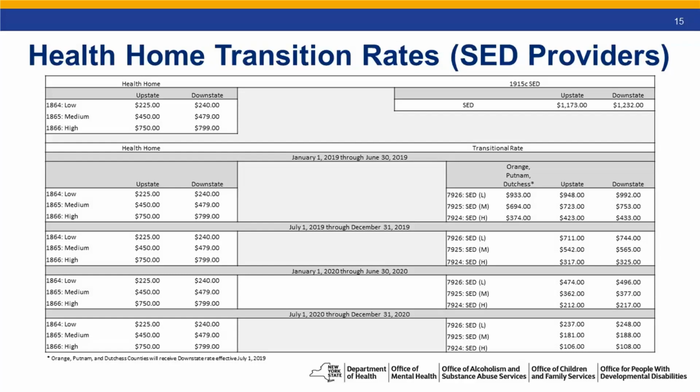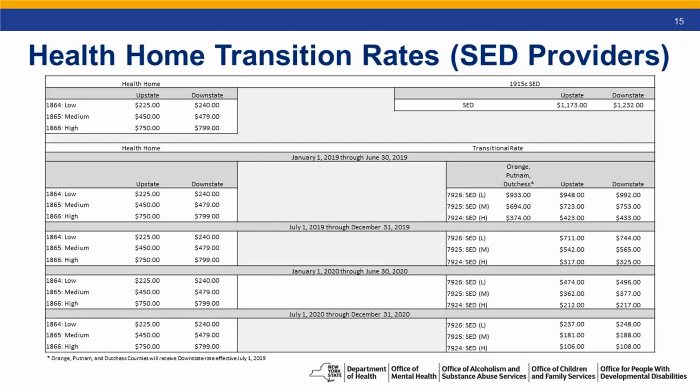So if you are serving a child who is assessed at a medium and you are downstate, if you are currently serving them, you are currently receiving $1,232. They were assessed at a medium, and you will get $479 when you bill the health home rate code, and then you will bill the transition rate code, and you will get $753. And you will bill those same rate codes for 6 months. The health home rate code, you'll get $479, and then the transition rate code, you'll get your $753, and that gives you your $1,232.